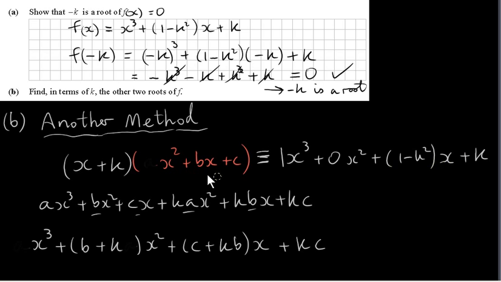The constant terms on both sides must equal as well, so we get k times c. It's a constant term on the left hand side. The constant term on the right hand side is k, so that tells us that c must equal 1 actually. So you can kind of work ahead if you like. c is 1.